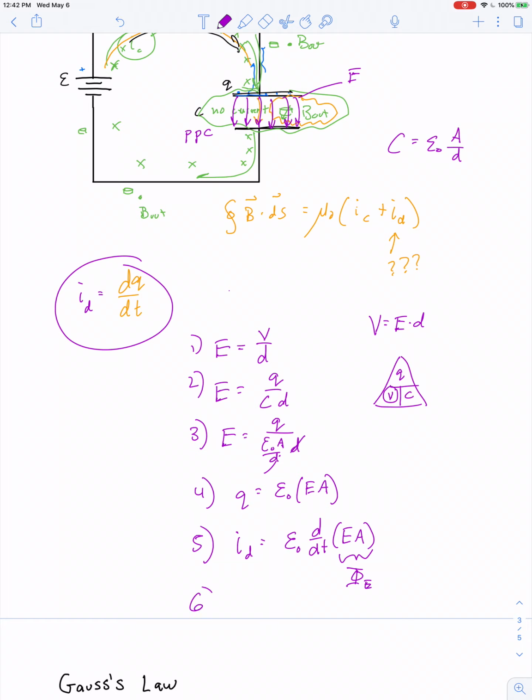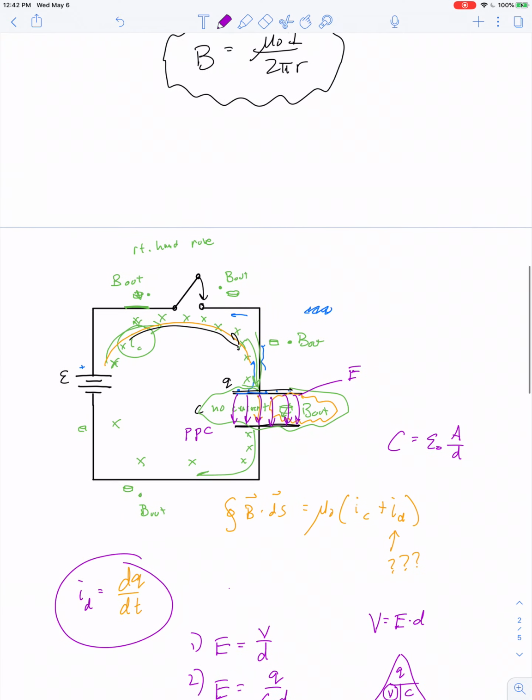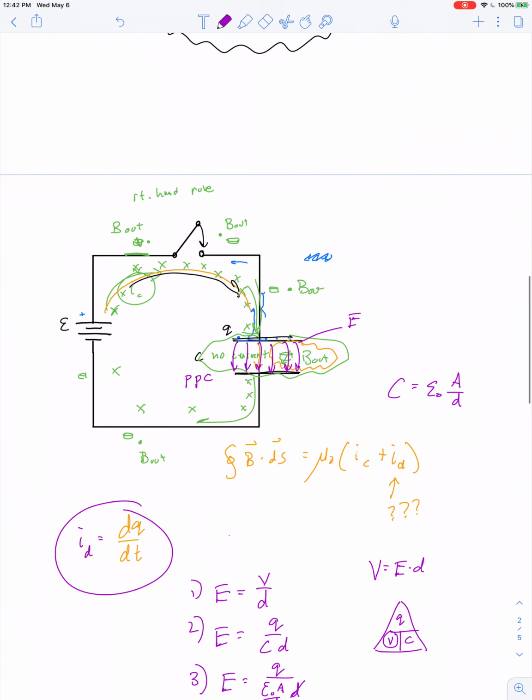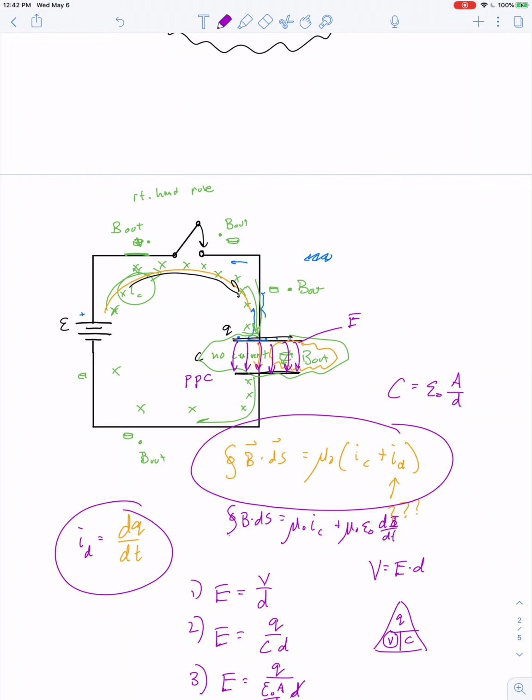So here we have it. We can say that displacement current is equal to permittivity of space multiplied by the rate of change of electric flux. And when we substitute that back into our expression for Ampere's law, we get the integral of B dot ds equals mu naught times conduction current plus mu naught times epsilon naught times the rate of change of electric flux.